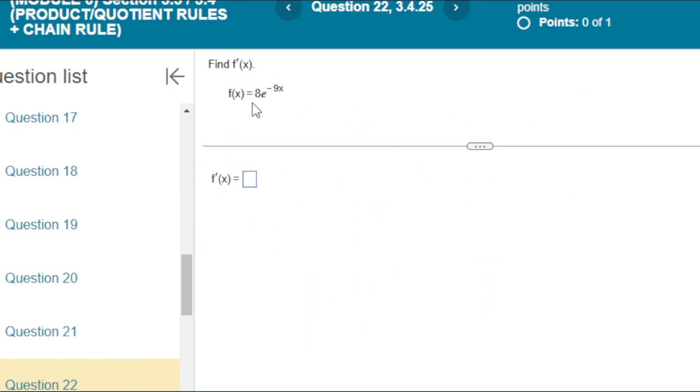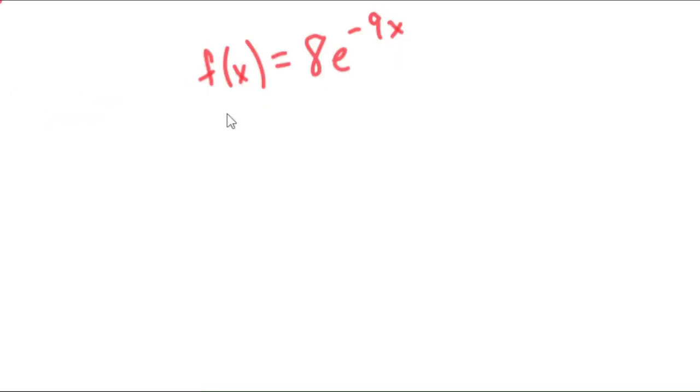Okay, so same thing here. We have 8 times, well, what's the derivative of e to the negative 9x? Okay, so what's f prime of x? Well, again, you could think of this as a product and do the product rule, this times the derivative of this, plus this times the derivative of this, but the derivative of 8 is going to be 0. So all we're going to really need to do is 8 times the derivative of this.